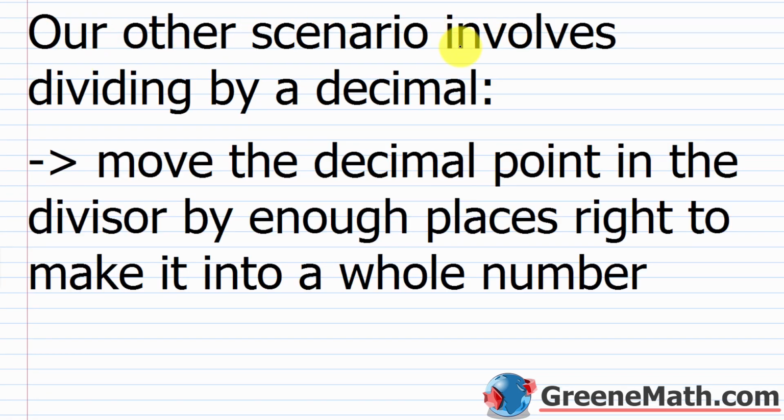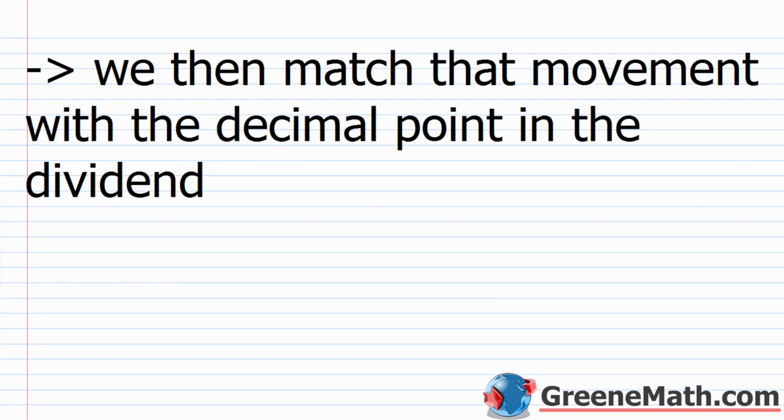Okay, let's talk about the other scenario now. Our other scenario involves dividing by a decimal. And basically what we're going to do here, we're going to move the decimal point in the divisor by enough places right to make it into a whole number. Now, once we've done that, our next step is to match that movement with the decimal point in the dividend. So as a quick example, let's say I'm dividing 6.3 by 3.27. What I want to do is start out with my divisor. Remember, that's the number you're dividing by. And I want to make it into a whole number. So I'm basically going to move this decimal point 2 places to the right.